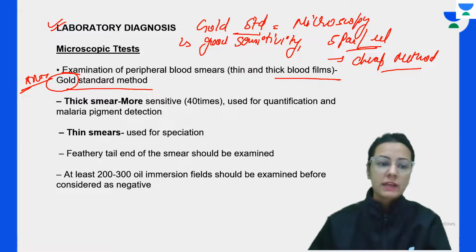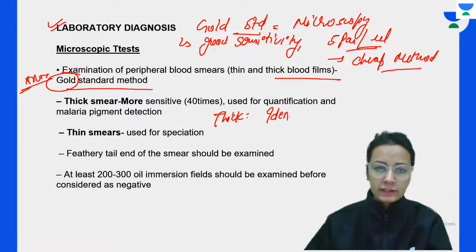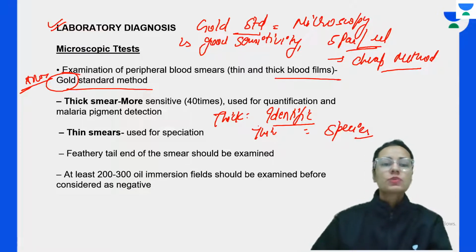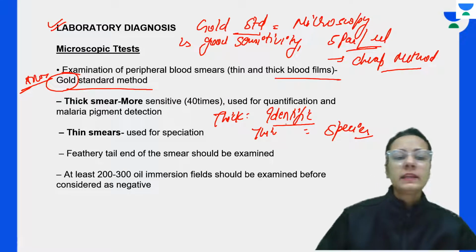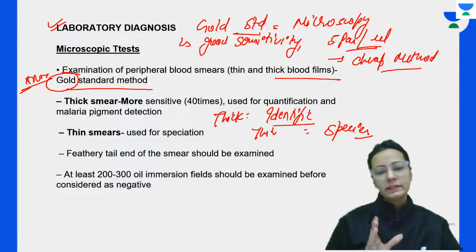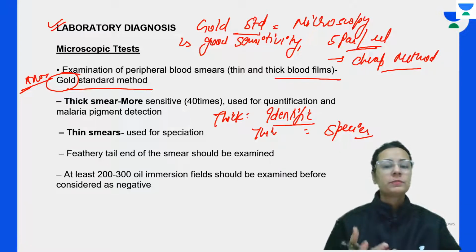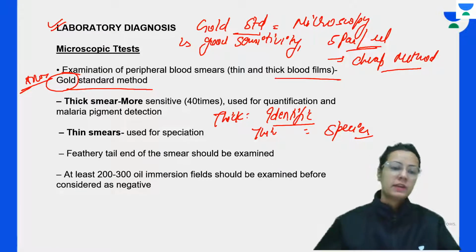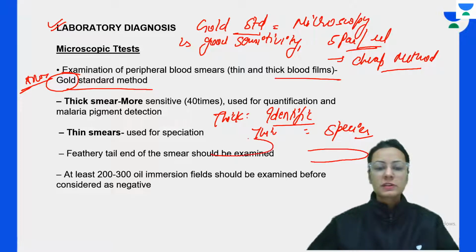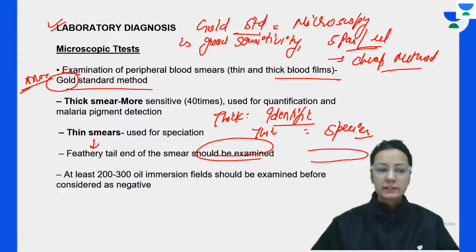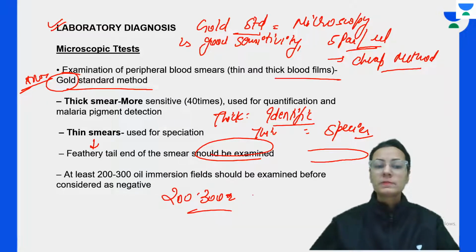We have the thick smear and the thin smear. The thick smear is used for detection, and the thin smear is used for species identification. So the thick smear we use for the malaria parasite, mainly for just the detection of malaria, and to know which species it is, we use the thin smear. The feathery tail end of the smear should be examined for species identification. At least 200 to 300 oil immersion fields should be examined before being considered negative.